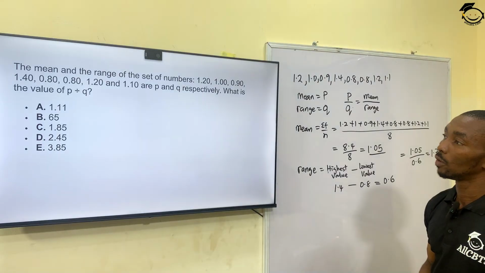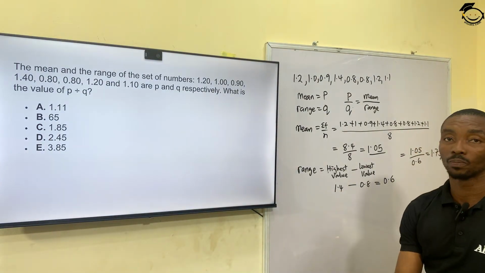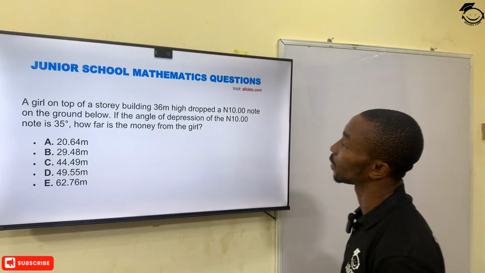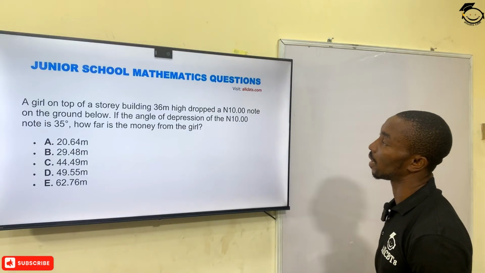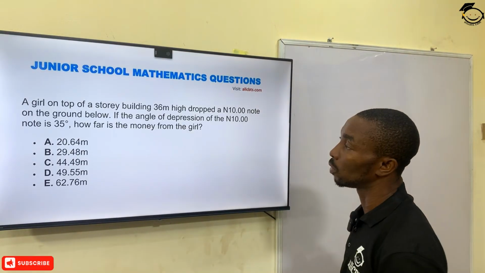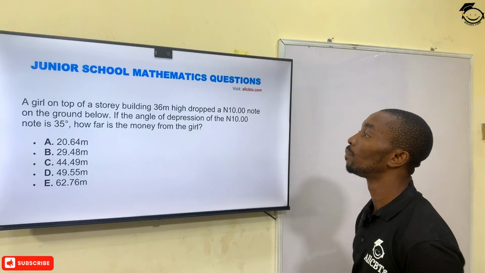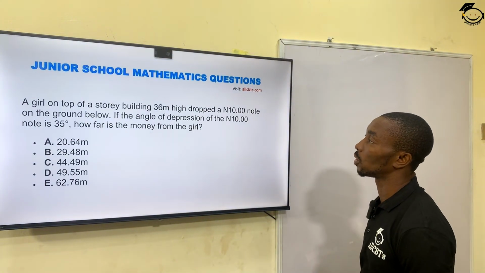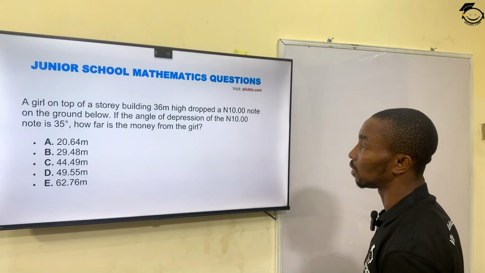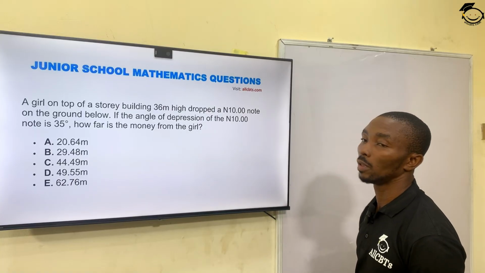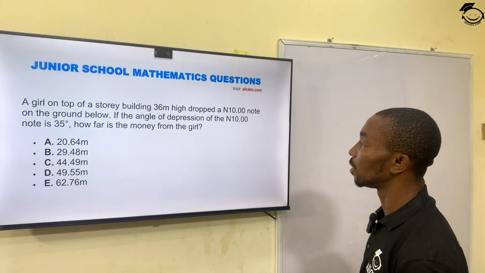A girl on top of a storey building 36 meters high dropped a 10 naira note on the ground below. If the angle of depression of the 10 naira note is 35 degrees, how far is the money from the girl?